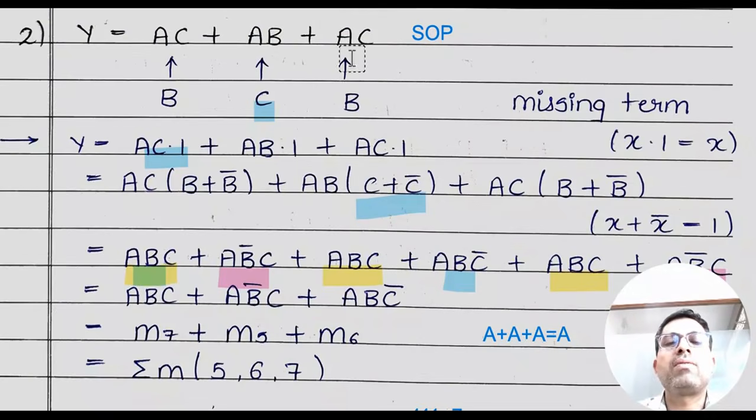Got it? So this is the way you can solve the problem of conversion of non-standard to standard form for the sum of product form equation. Now, if the equations are given in terms of product of sum form, then how to solve the problem? That I am going to tell you in the next video.